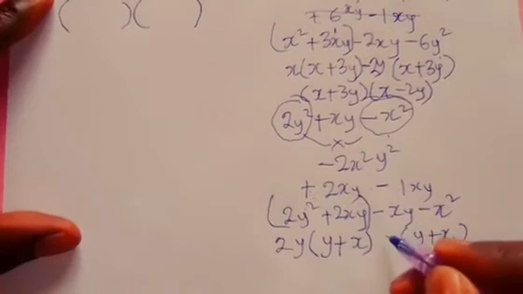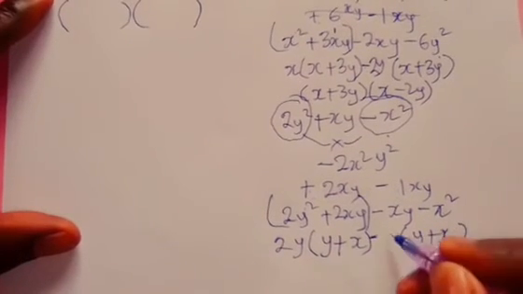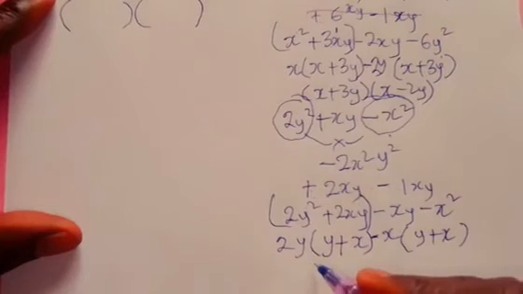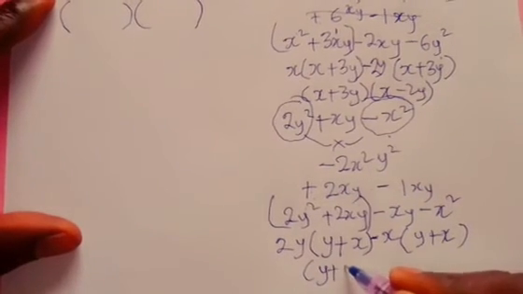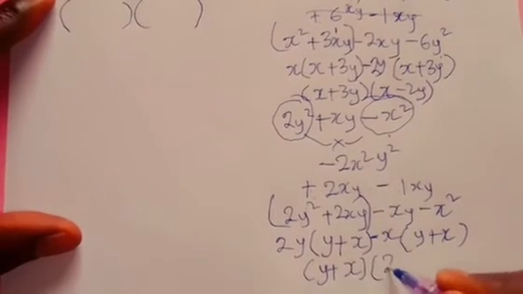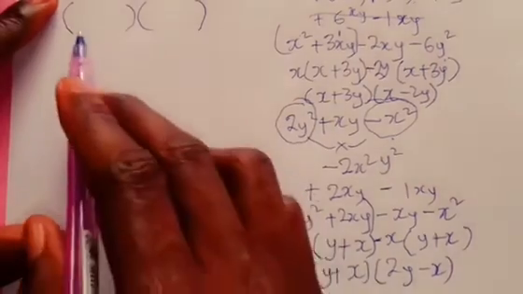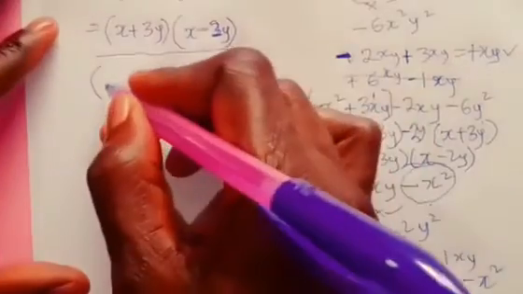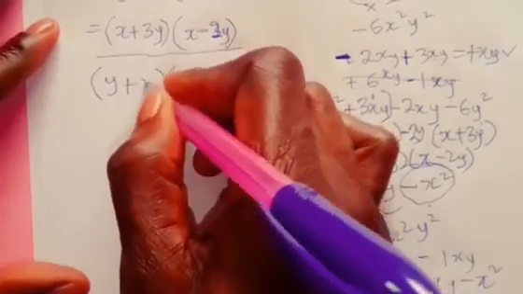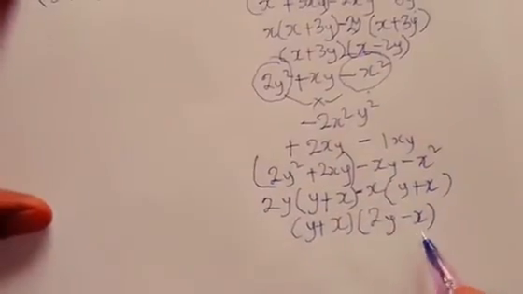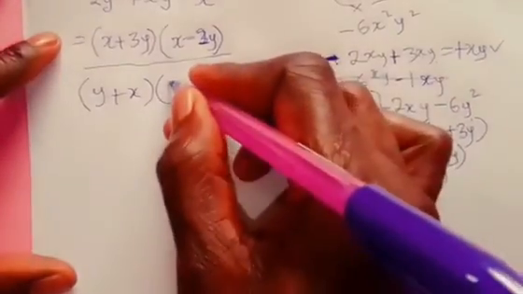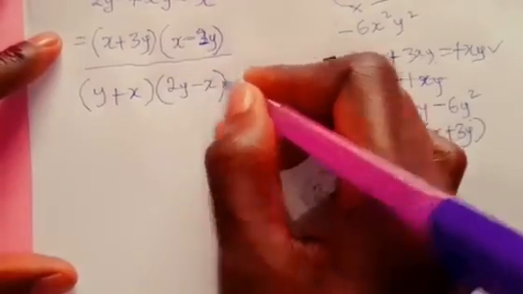Then plus minus will give us what? Minus. If we divide x squared by x, we are going to have x. So if we do the final factorization, we are going to have y plus x, and then we are going to have 2y minus what? Minus x. So these two values, we're going to transfer them up here. So the first term here, we have first bracket y plus x, and then if you check 2y minus x, so we'll put it here, 2y minus x.